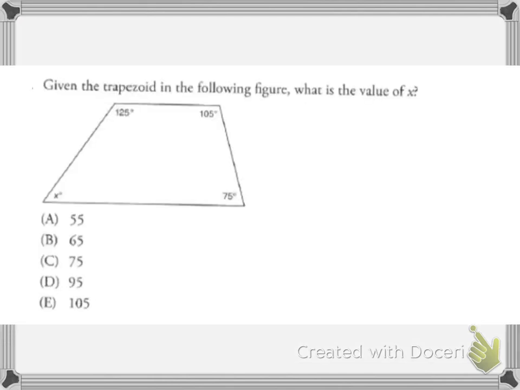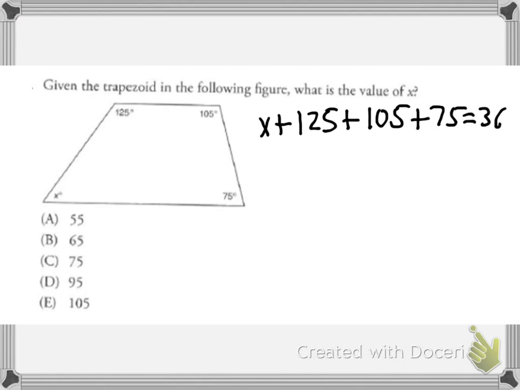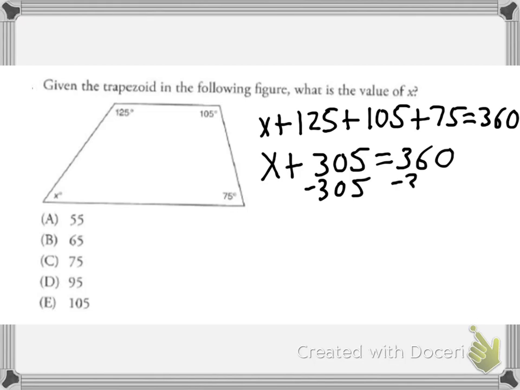Next one. Given the trapezoid in the following figure, what is the value of x? Well, anytime you have a four-sided figure, all their interior angles are always going to add up to 360 in any four-sided figure. So x plus 125 plus 105 plus 75 has to equal 360 degrees. So we just add those up. 125 plus 105 plus 75 is 305. So 305 plus x equals 360. We minus 305 from both sides. And we get that x in this case is equal to 55. So our answer is A.